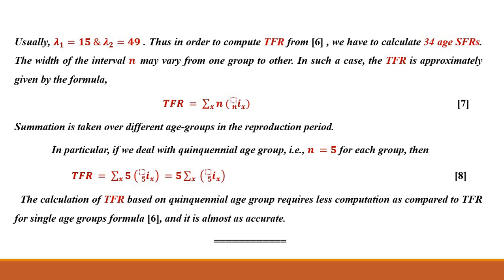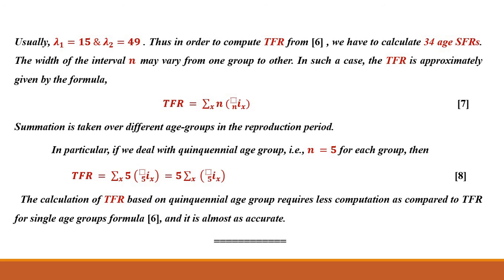Usually lambda 1 is equal to 15 and lambda 2 is equal to 49. So in order to compute the total fertility rate, we have to calculate 35 age-specific fertility rates. The width of the interval n may vary from one group to another. In such cases, the TFR is approximately given by the formula summation of n into nIx. Here the summation is taken over the different age groups in the reproductive period.